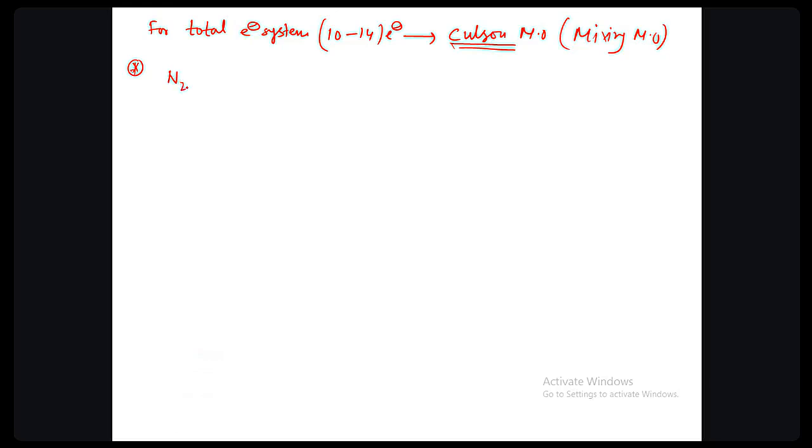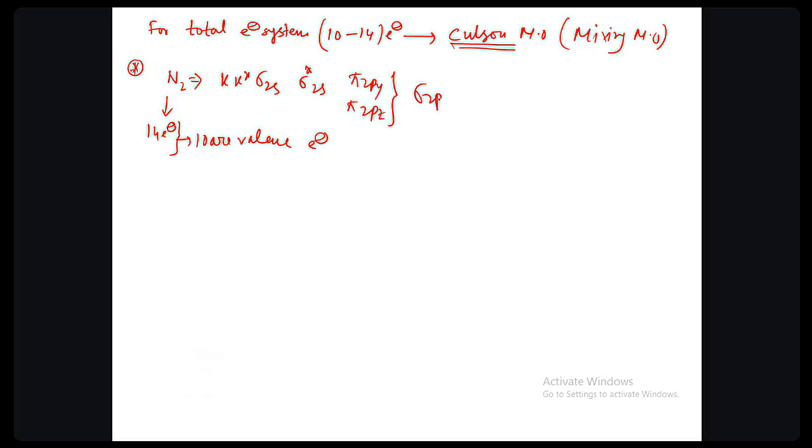Suppose nitrogen, total 14 electrons, among them 10 are valence electrons. So we can write like K star, then sigma 2s, sigma star 2s. After that, pi 2py and pi 2pz, and then sigma 2px, and after that, pi star 2py, pi star 2pz, and then sigma star 2px. So you have to remember that pi orbitals come first and then sigma for nitrogen-like atoms, like the 10 to 14 electron system.